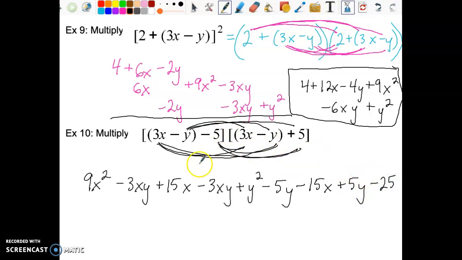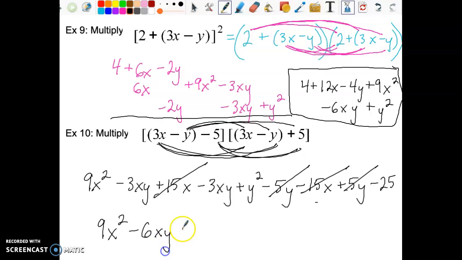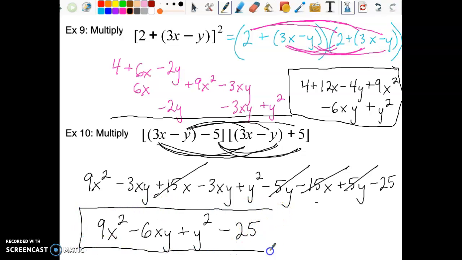And lo and behold, you'll notice, I think you'll notice, 15x minus 15x cancels. There's another canceling, minus 5y plus 5y. And so what we are left with is 9x squared minus 6xy plus y squared minus 25 as your leftovers. And this is a good place to stop, and I can finish the notes in the next video.